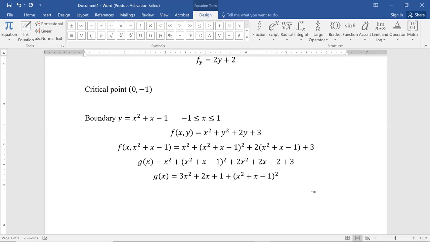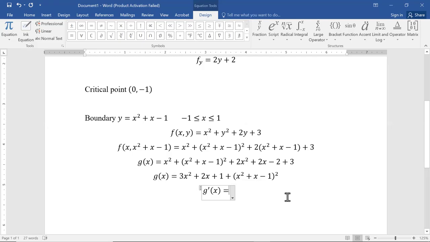Okay. Let's take the derivative of that. So again, we want to find critical values. And the way you find critical values, hopefully you saw in Calc 1, is you take the derivative and then set that derivative equal to 0. Very similar to what we're doing here.